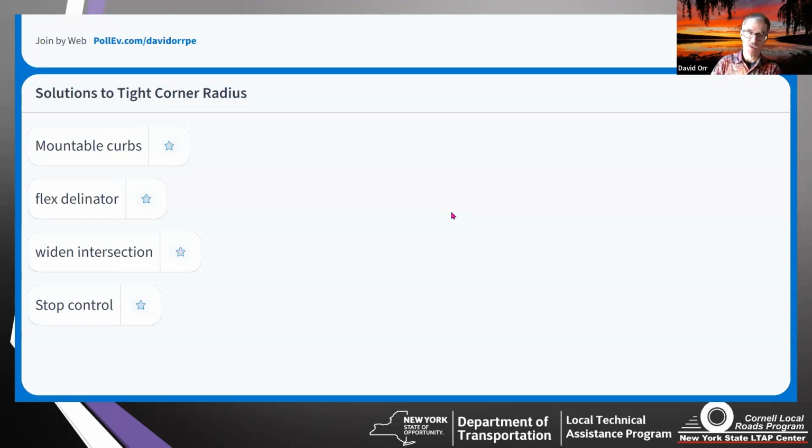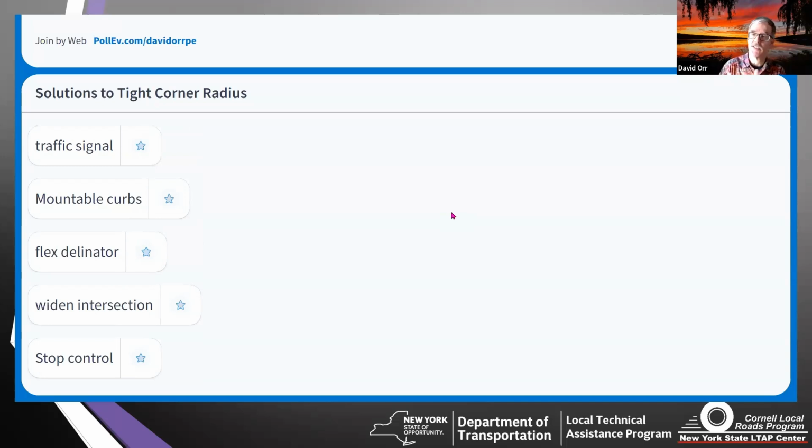You can put in mountable curbs. Yep. Okay. What else can you come up with? I'll give you a couple more seconds. Throw in a couple more. You could put in a signal. Okay. I'm looking for two more items that might be possible.